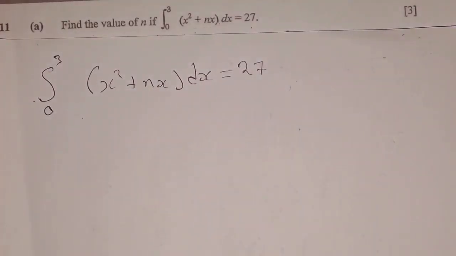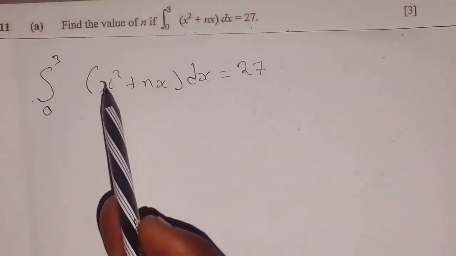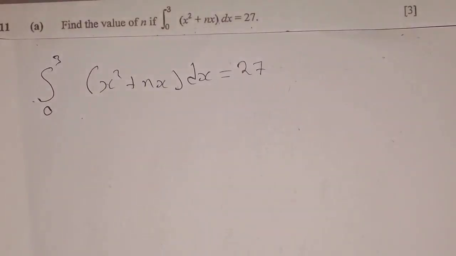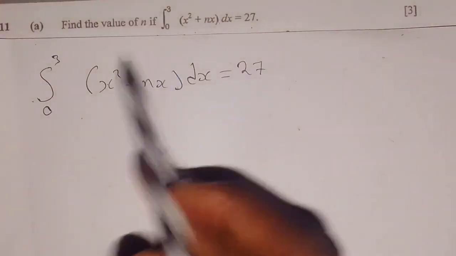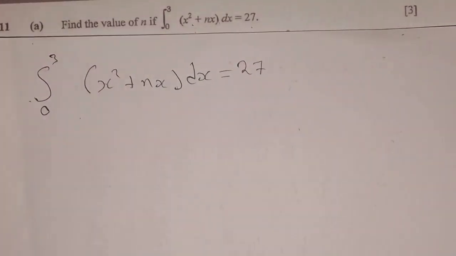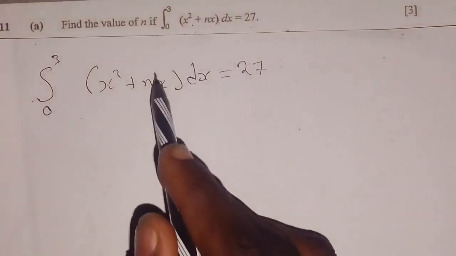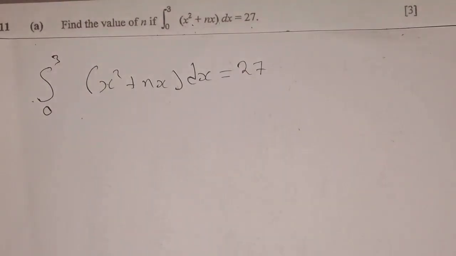Before you proceed, you need to integrate this. Integrating means that you take it back to what it was before it was differentiated, because for it to reach this part, it means that it was differentiated. So we need to take it back by integrating. This is how we can integrate. Let's deal with this part which is in the brackets.